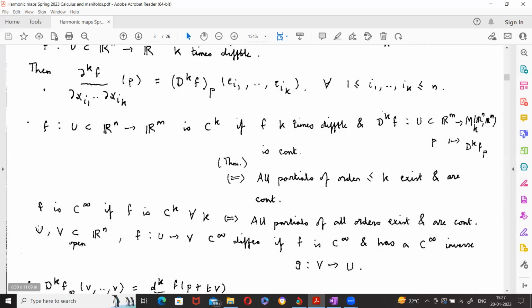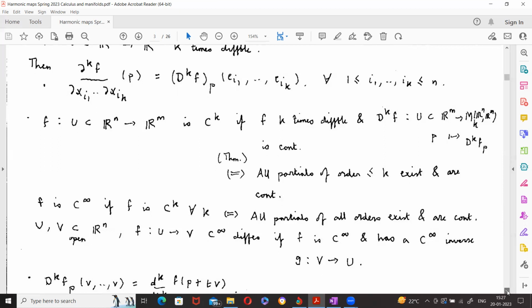And if U, V are open subsets in R^n, then a map f from U to V is a C infinity diffeomorphism if f is C infinity and has a C infinity inverse G from V to U.